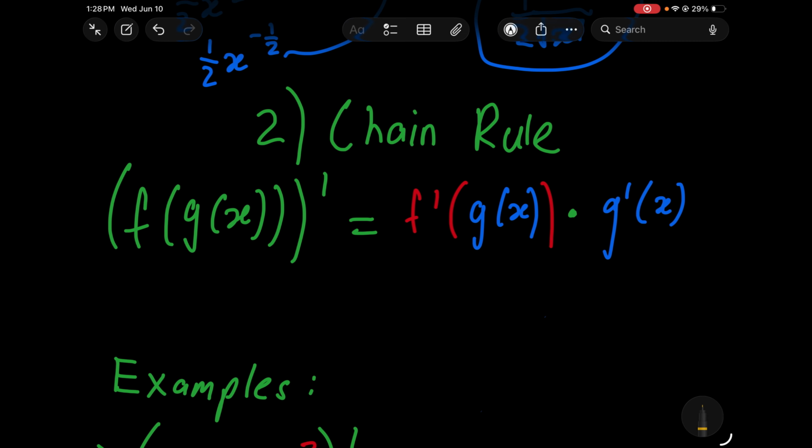Next up, we have chain rule. Now, chain rule is actually really simple, and it's one of my favorite derivative rules because you can see it really easily.